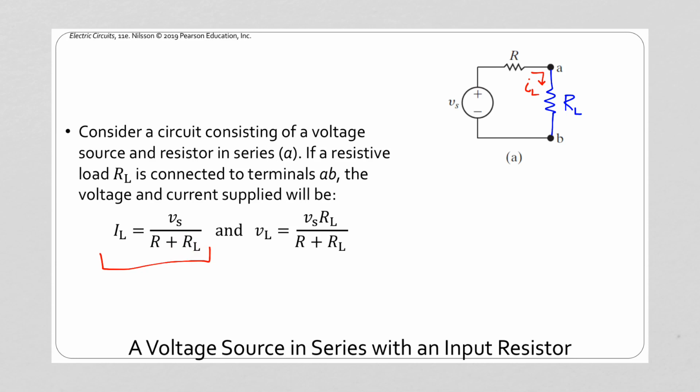We can also see that the voltage across that load, VL, we'll say, is going to be Vs times RL divided by R plus RL. You can either think of this as a voltage divider, or you can think of this as the current multiplied by the resistance would give us the voltage.